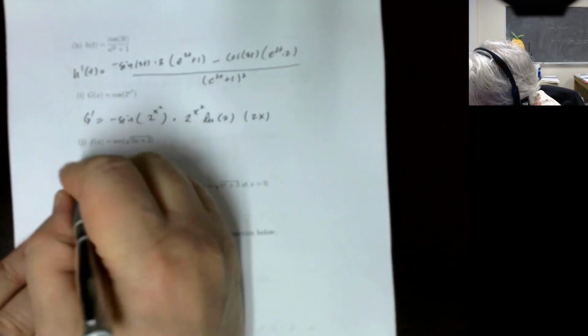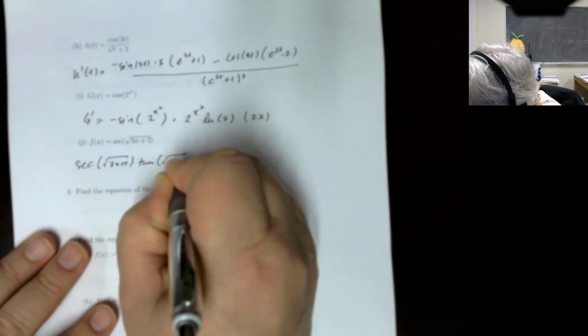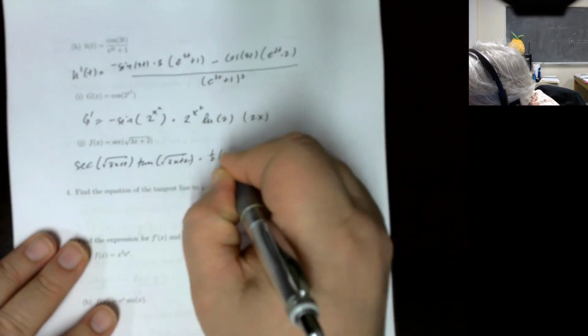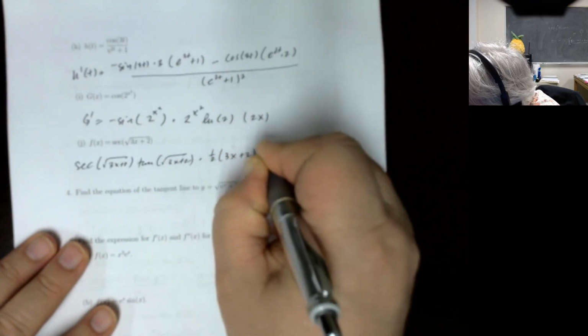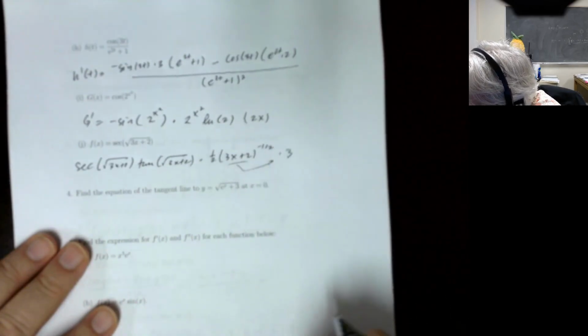Derivative of secant is secant tangent, but remember it's secant of the square root of 3x plus 2, tangent of the square root of 3x plus 2. So that's what we mean by secant tangent, right? And then you multiply by the derivative of the inside function, which is 1/2 (3x plus 2) to the minus 1/2. Then you multiply by the derivative of that, which is 3. Good.